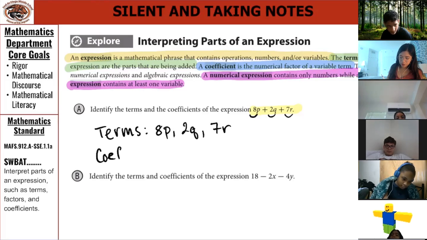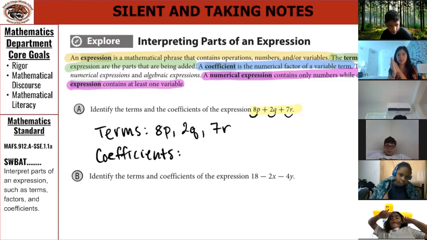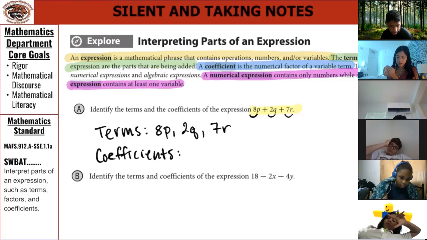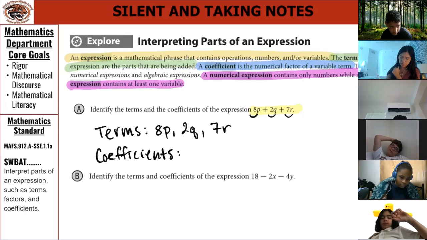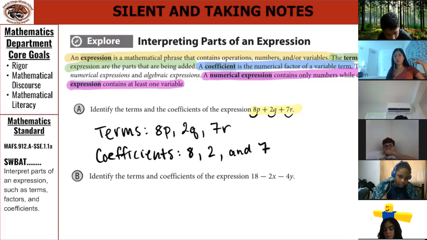And then my coefficients are the numbers that stick to each of the variables. So if it's right next to a variable, that is a coefficient. So here I have 8, 2, and 7. Those are my coefficients.